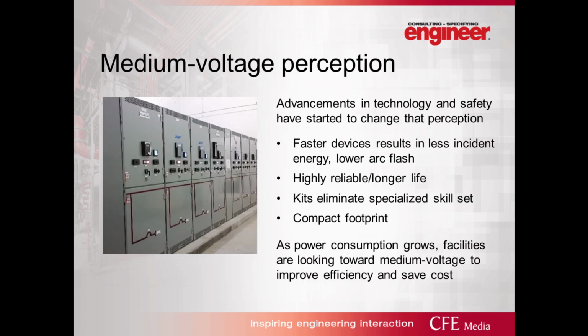But in reality, advancements in technology and safety have really started to change that perception. The devices now are faster, so there's less incident energy, which lowers arc flash. The digital equipment is highly reliable and has longer life. You start to see termination and splice kits that help with that specialized skill set. And as you saw in that presentation from Eaton, they're starting to get a much smaller, compact footprint. So as power consumption grows, facilities are starting to look towards medium voltage to both improve efficiency and save cost.